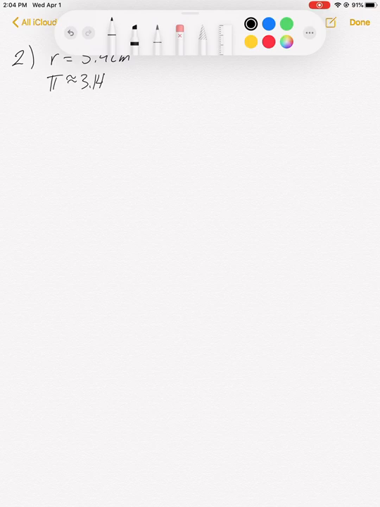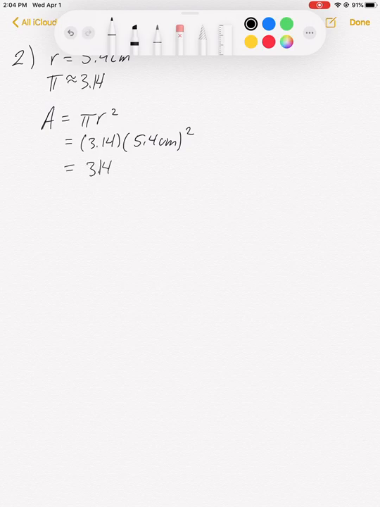Now we want you to find the area of the circle, so the area is going to be equal to pi r squared. I always write down my formula so I know what parts to look for. Pi is 3.14, the radius is 5.4 centimeters, and then I'm going to square that. Don't forget the little 2 at the end. When you simplify this, you need to square first before you multiply. So 5.4 squared, go to my calculator.